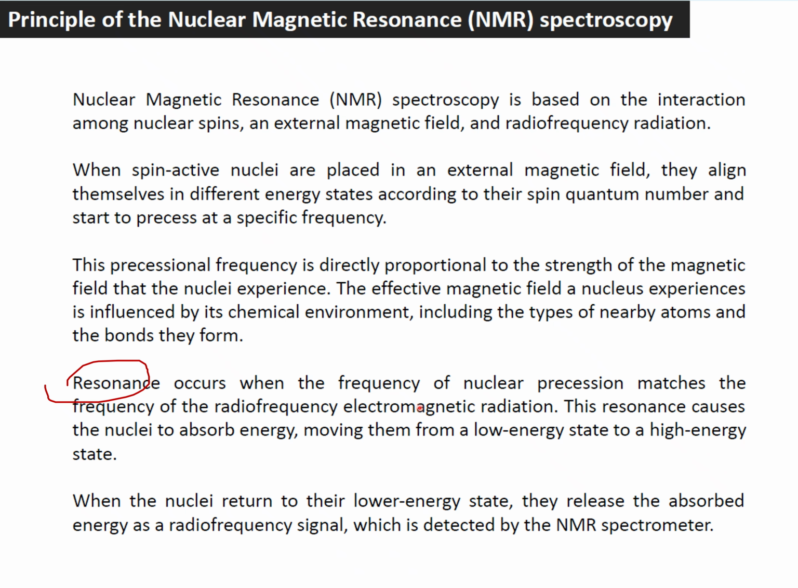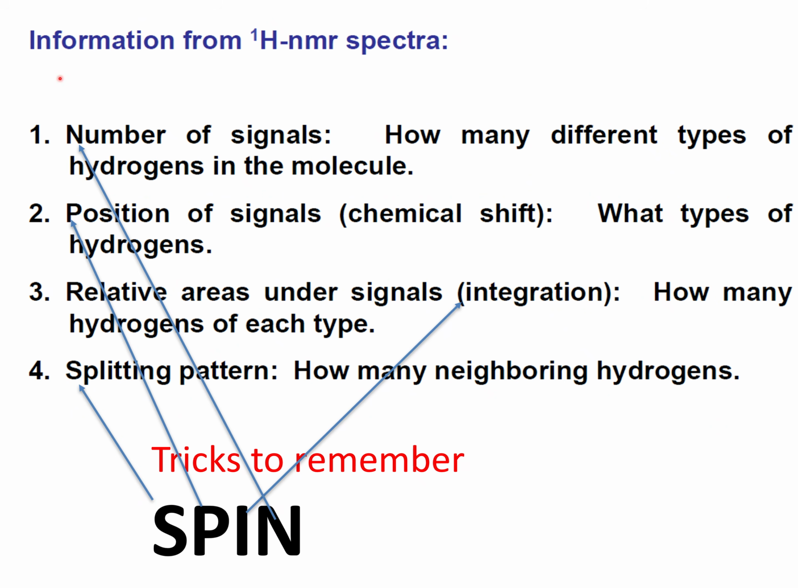By detecting the chemical shift or spin or the nature of the signal, we can easily detect the overall structure of the compound. So what information do we get from NMR spectroscopy? This is very important. These four pieces of information can be generated from NMR spectroscopy: the number of signals, then the position of the signals, then the relative area under the signal, that is called integration, and the splitting pattern.